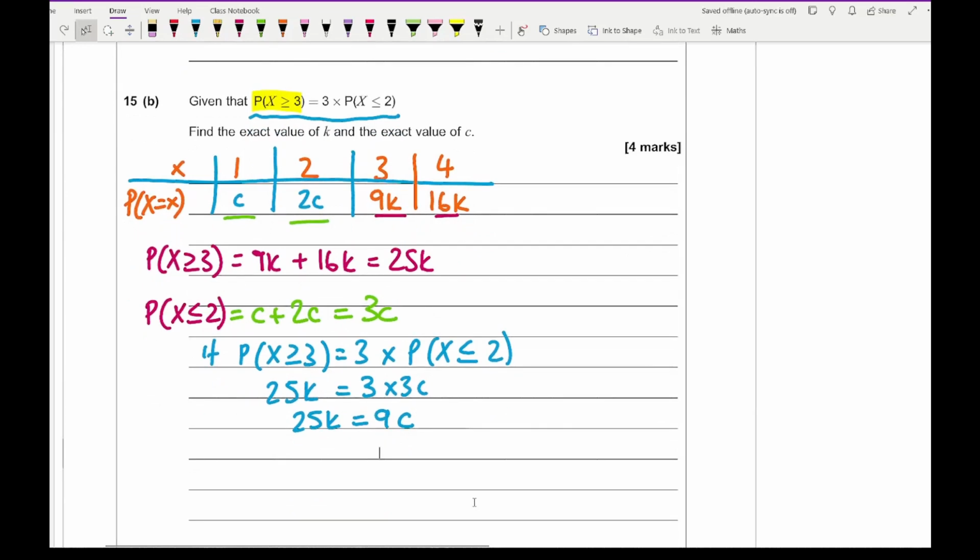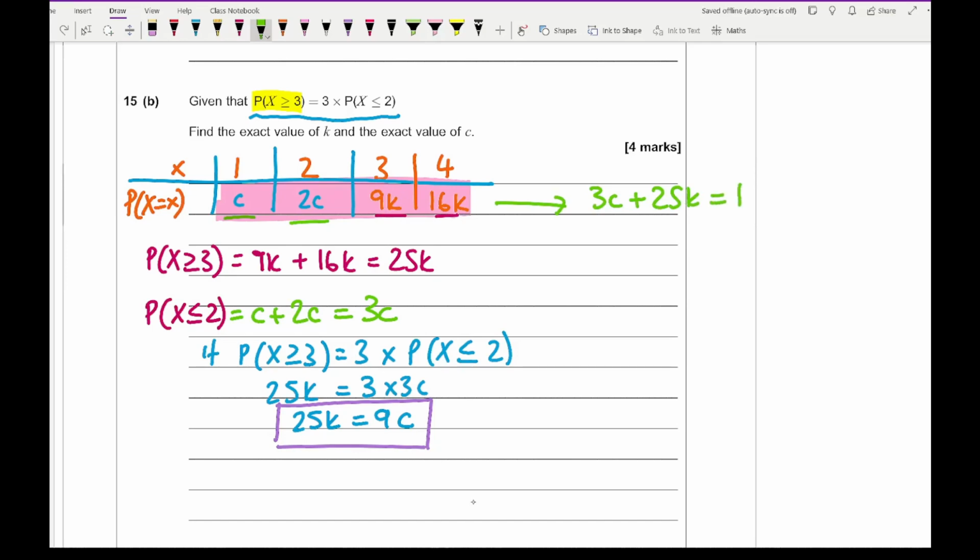Now just for the time being, I'm just going to put a little box around that because I need to work out what k and c is. In order for me to work out the answer of two variables, I need two equations. So again, working with a probability distribution, you should always remember that the sum of all of the probabilities adds up to 1. So to get my second equation, I know that 3c plus 25k equals 1.